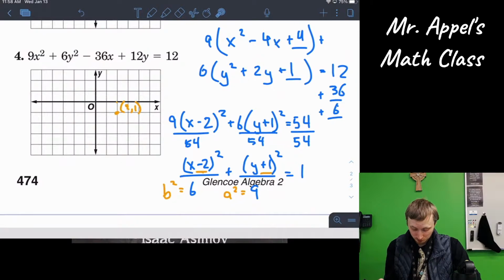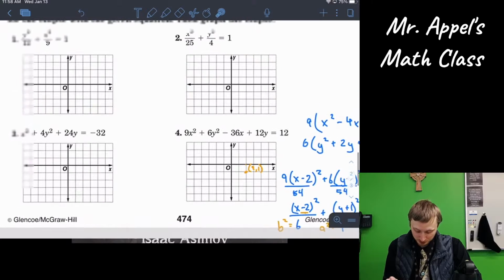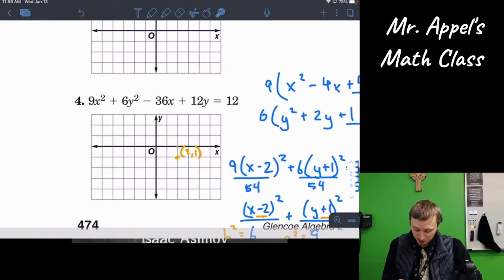This is really throwing me off because they gave me a graph that is more horizontal than vertical. I feel like no, I must have screwed something up. They wouldn't do this to me, would they? They would. The book isn't that nice.